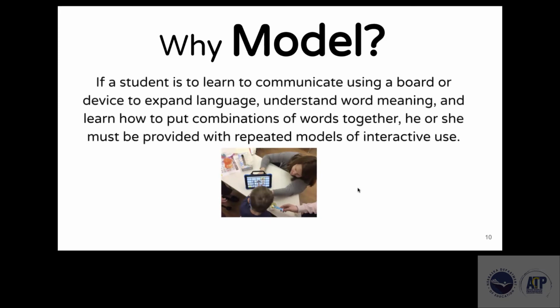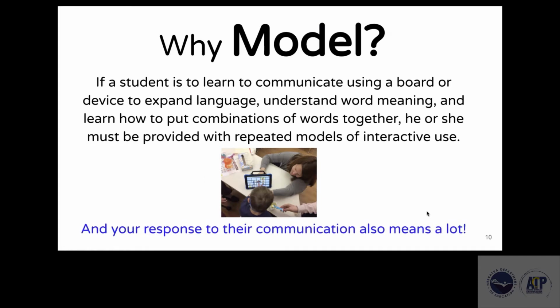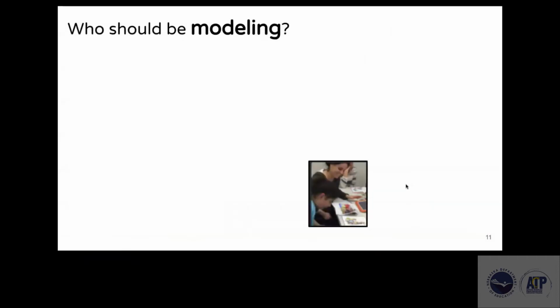So if a student is going to learn the communication using a board or device to expand language, understand word meaning, and learn how to put combinations of words together, he or she must be provided with repeated models of interactive use. And again, your response to their communication means so much, and we will talk about that.